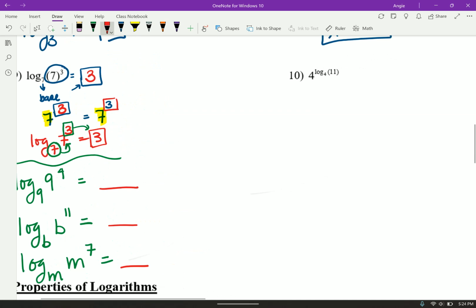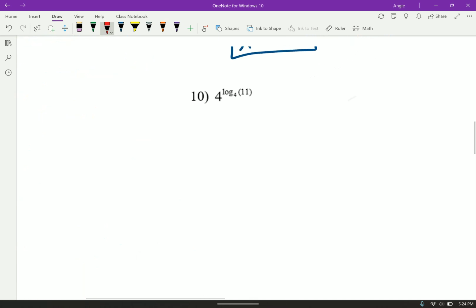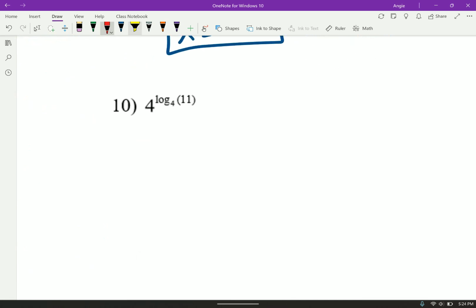All right, example 10, let's move on over here. Now this one, this whole thing right here, guys, is an exponent, okay? So this is your exponent. This right here is your base. So base is 4. Now currently it is in an exponential form. The exponent just happened to have a log in it.